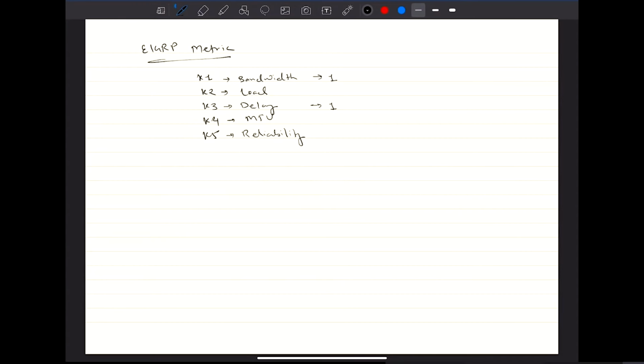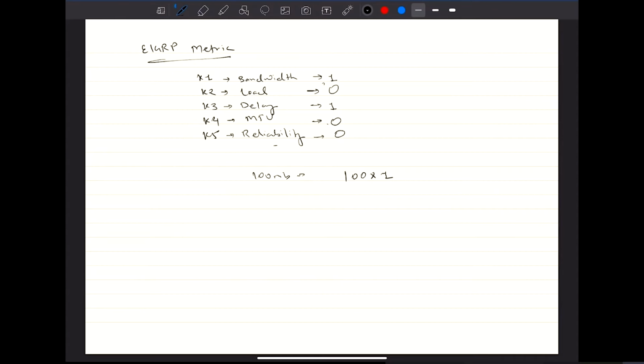And all the other values, K2, K4, and K5, are set to 0. So by default, only K1 and K3 are actually used to calculate the value. It's not that the bandwidth will be set to 1. If your bandwidth is, let's say, 100 MB, then the bandwidth actually used to calculate the metric is 100 multiplied by 1.